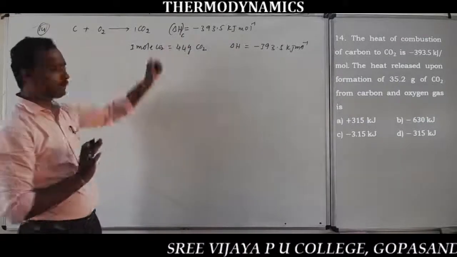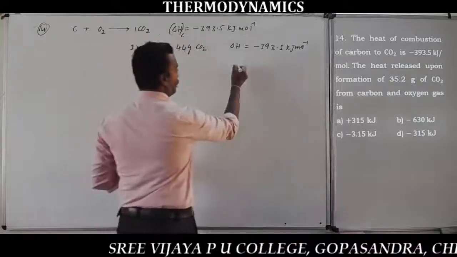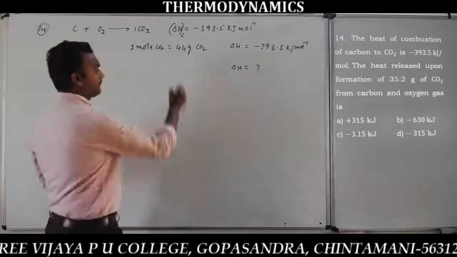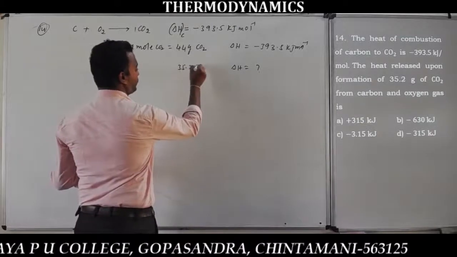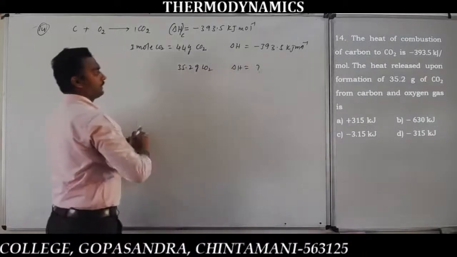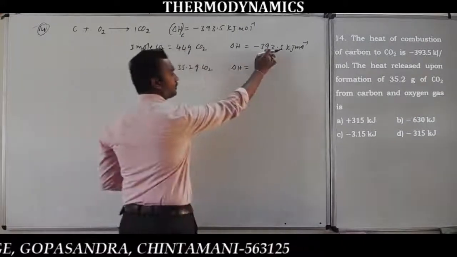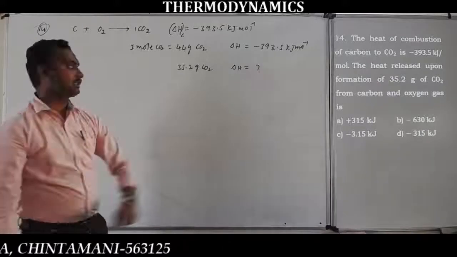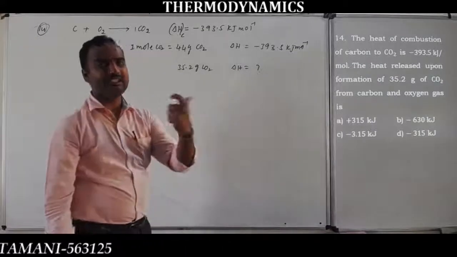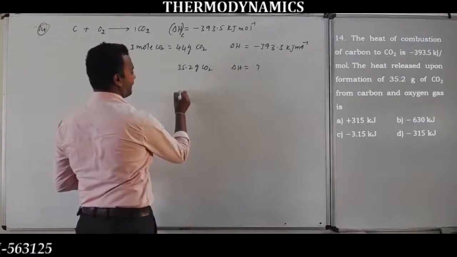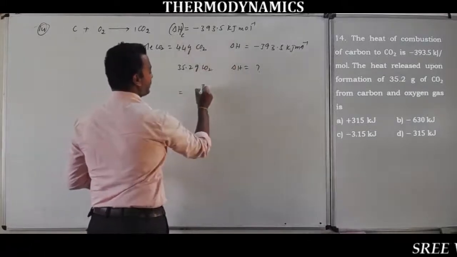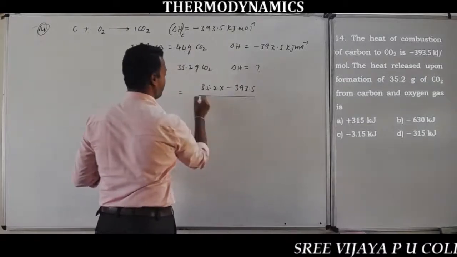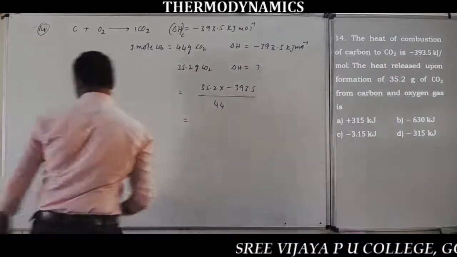That can be known by this equation. So now calculate what is the delta H, the amount of heat released for the formation of 35.2 gram of carbon dioxide. If 44 gram of carbon dioxide releases this much energy, then for the formation of 35.2 gram of carbon dioxide, how much delta H, that is how much energy is liberated, you have to calculate. Cross multiply: 35.2 into minus 393.5 divided by 44, that we have to calculate.